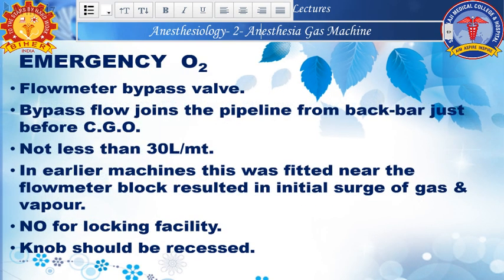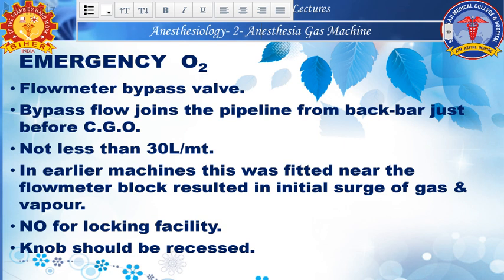Now another important feature of the machine is the emergency oxygen flush valve. We call it oxygen flush, or emergency oxygen, different terms are used. Basically it is a flow meter bypass valve. It bypasses the flow and joins the pipeline from the back bar just before the common gas outlet. The minimum flow assured is 30 liters per minute, and usually the maximum is 65 to 70 liters per minute. It may vary from machine to machine.